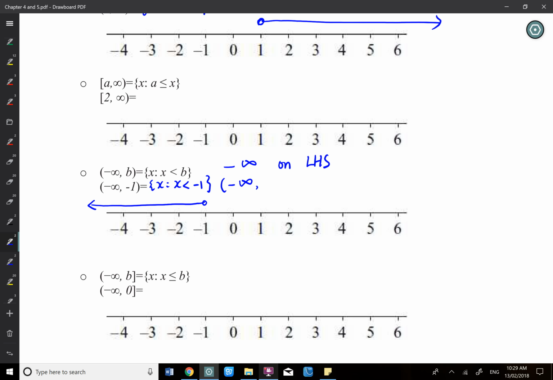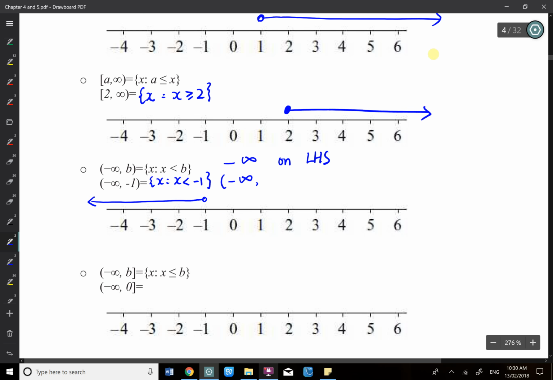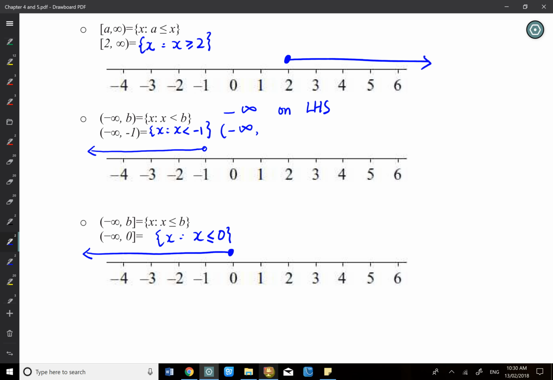The next one, 2 to infinity, inclusive of 2. I want 2 and all the way to the right. So it's a collection of x such that x is greater than or equal to 2. The last one starts from 0, including 0, but goes all the way to the left, so x is less than or equal to 0. That's all for the exercise.